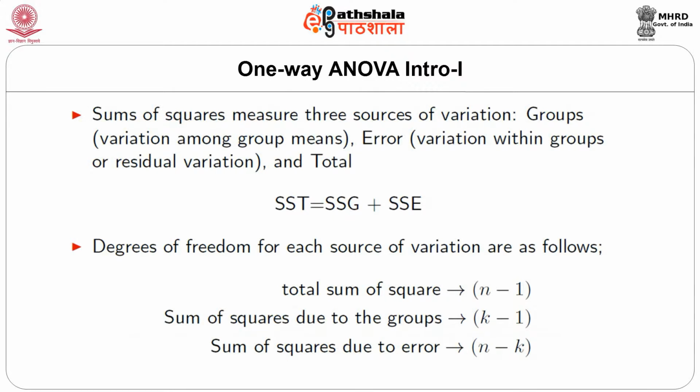Sums of squares measure 3 sources of variation: groups, variation among group means; error, variation within groups or residual variation; and total, SST equal to SSG plus SSE. Degrees of freedom for each source of variation are as follows: total sum of squares n minus 1, sum of squares due to the groups k minus 1, sum of squares due to error n minus k.